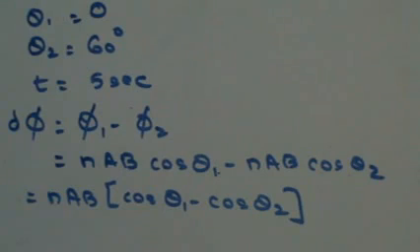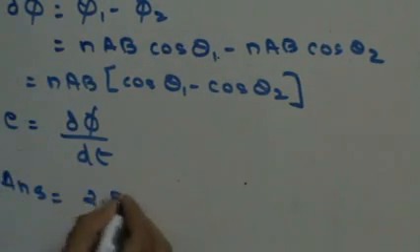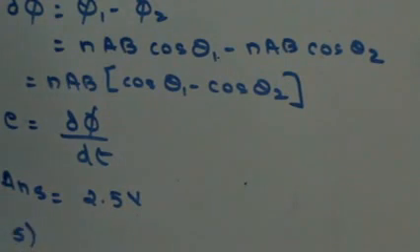They've also given you the time, so you can find out the induced EMF. The induced EMF is going to be d phi by dt. You know the value of d phi, NAB times cos theta 1 minus cos theta 2, and you know dt, the time is 5 seconds, so you should get the answer. The answer for this sum should be 2.5 volts. Next, take down the next one please.